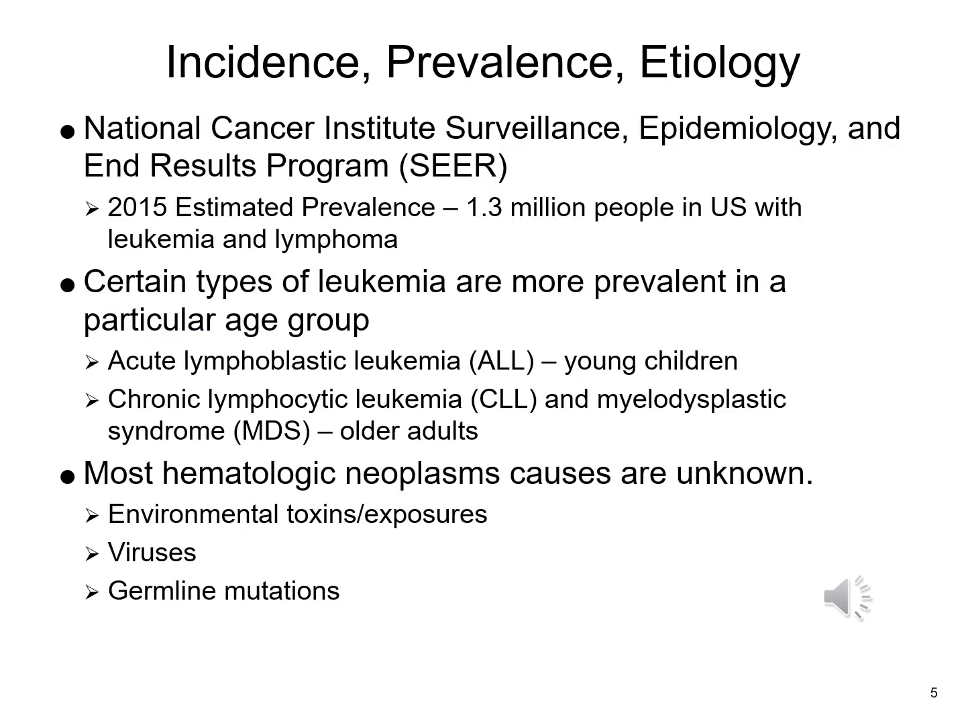The National Cancer Institute Surveillance, Epidemiology, and End Results Program estimated in 2015 approximately 1.3 million people within the U.S. to have leukemia and lymphoma. And of course, since then, I'm sure these numbers are rising very rapidly. There are certain types of leukemias that tend to be more prevalent in a particular age group. For example, acute lymphoblastic leukemia is usually seen in just your younger children, whereas chronic lymphocytic leukemia and myelodysplastic syndromes are usually going to be more within your older adult population.